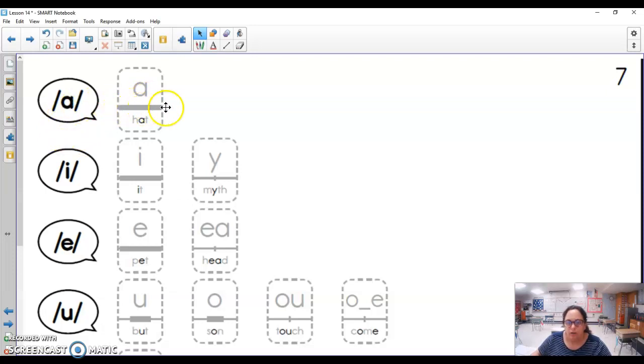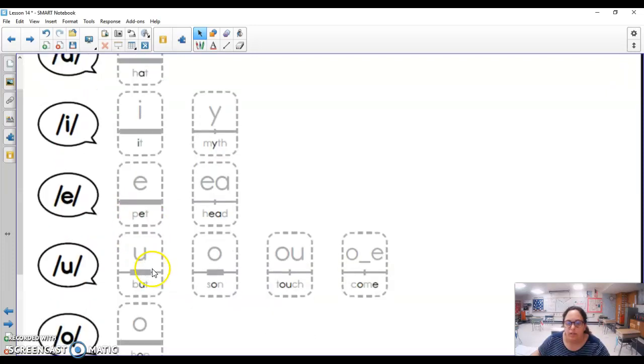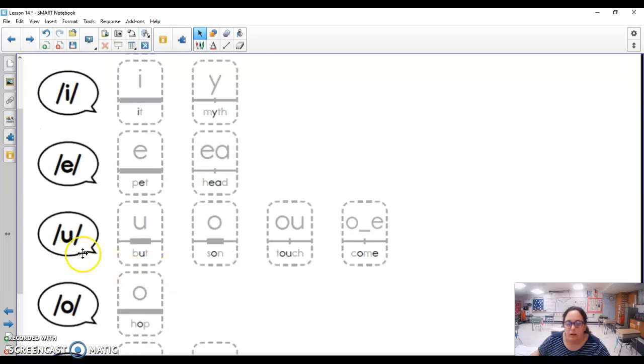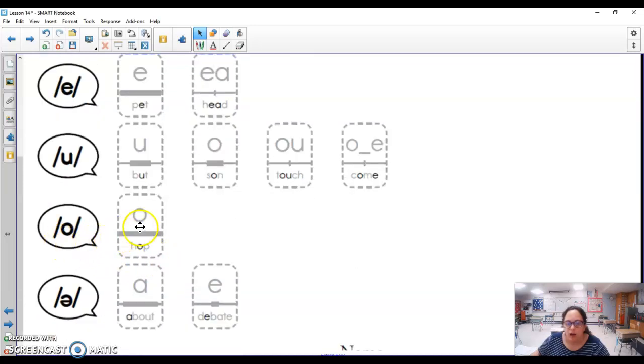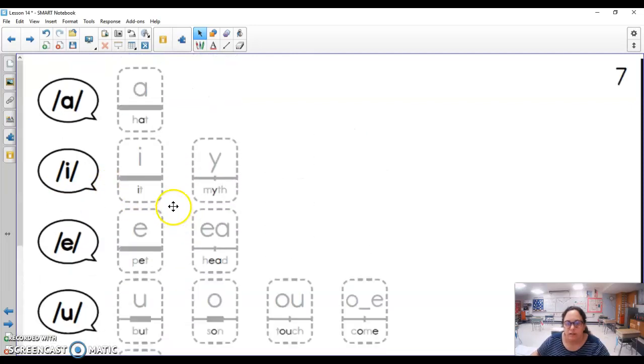A, the power bar is common, hat, voice. I, common, it, voice. E, common, pet, voiced. U, kinda common, but voice. O, hop, common, voiced. All right, good job.